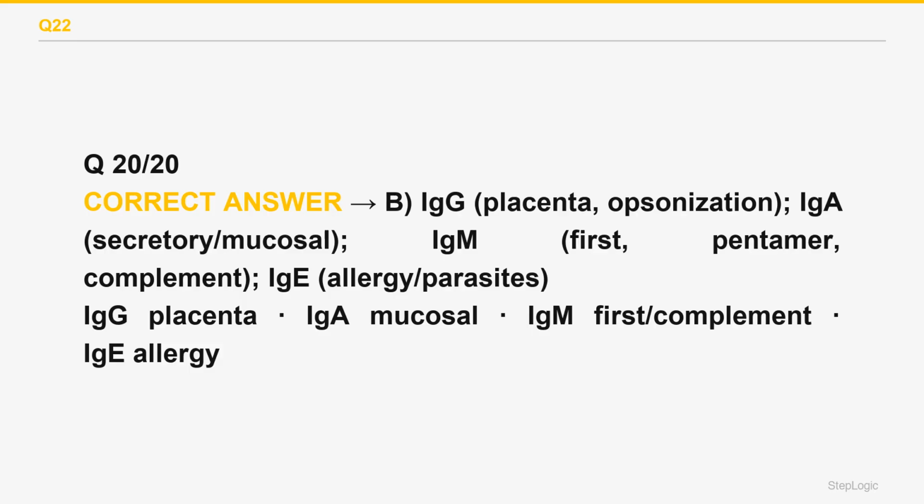Quick memory hooks: IgG goes across the placenta and is the greatest in amount. IgA is at areas of mucosa and in secretions, like breast milk. IgM is the massive pentamer, the immediate first responder, and best at complement. IgE is for everything allergic and parasites. IgD is mostly a B-cell receptor. The IgG placenta, opsonization; IgA secretory; IgM first, pentamer, complement; and IgE allergy, parasite pairings are the correct isotype functions.